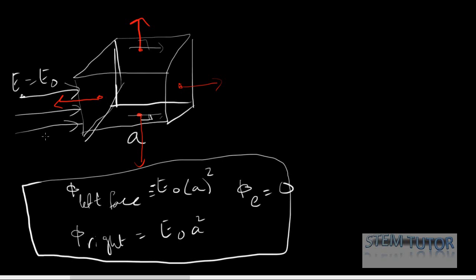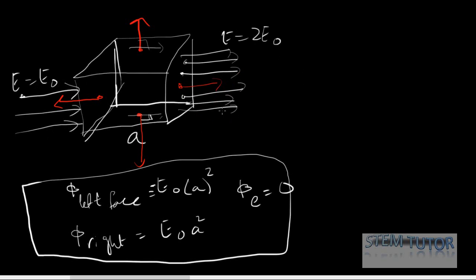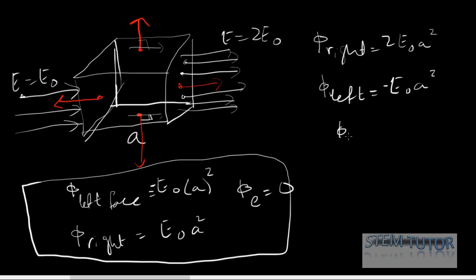Now let's say there's electric field lines entering, but what's coming out is equal to 2 E naught. So now what's the flux going to be? From the right is going to be 2 E naught times A squared. From the left is going to be what it was before, E naught A squared, and negative. So then the net flux is going to be E naught times A squared.